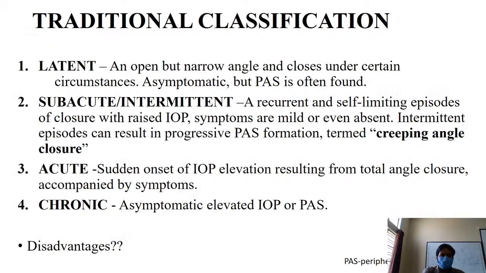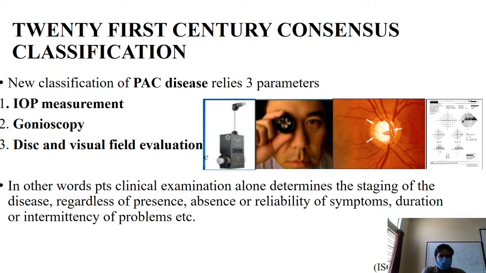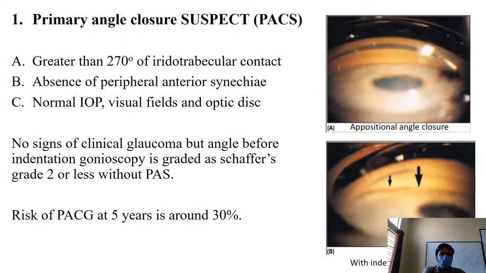In the previous classification, it was a very subjective classification, where the patient had to tell that I have pain and those symptoms. But in this classification, it is a very objective classification where the clinician examines and decides whether the patient has glaucoma or not. So it divides glaucoma into 3 forms, that is primary angle closure suspect.